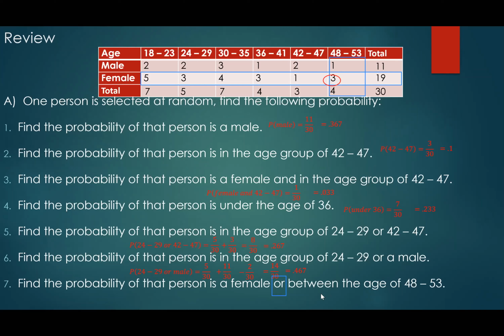53. In that case, all we need to do is again find the first group, which is 19 over 30. That's your female group, plus the 4 over 30, that is your 48 to 53 group, minus the 3, which is the specific females who are in that age group, which gives us again 20 over 30. Therefore, this is what we have, which is again 20 over 30. If you divide that, you get 0.666666666 repeated, which is my answer for this item here.